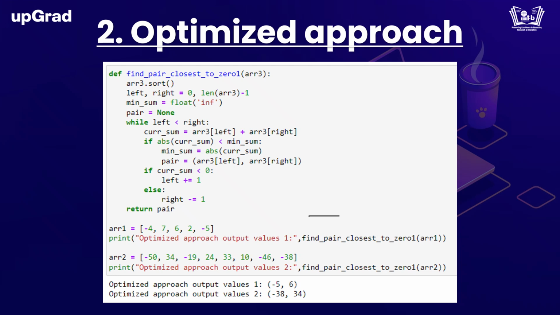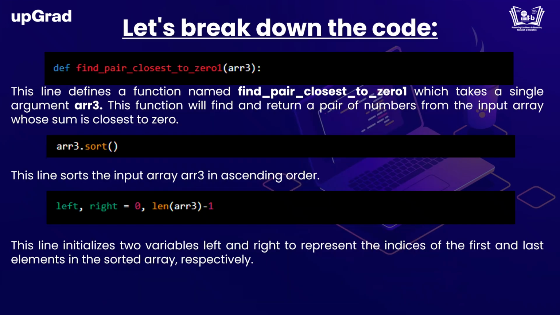We are breaking down the code for better understanding. The first line of code defines the closest pair function. We have taken an array as input. After that, the input array is sorted through the sort function, and the next line of code initializes the two variables, left and right, to 0 and the last index.